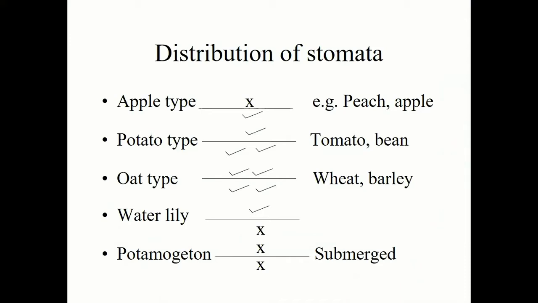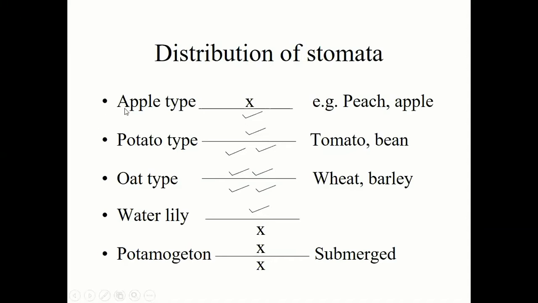of their distribution on upper and lower surfaces. Maximum are present on the lower surface, but in some species they are present on the upper surface also, or in some species they are present equally on upper and lower. In some species they are present maximum on the lower, and in some species maximum on the upper. So accordingly there are different types of stomata on the basis of their distribution on upper and lower surface.